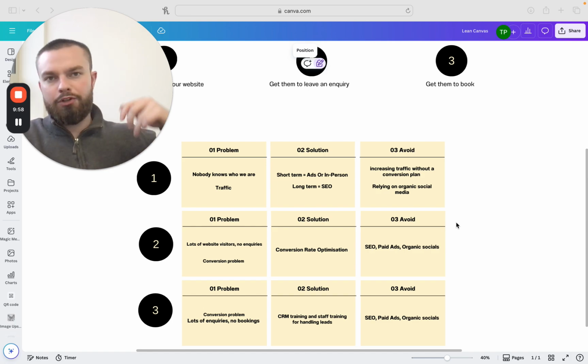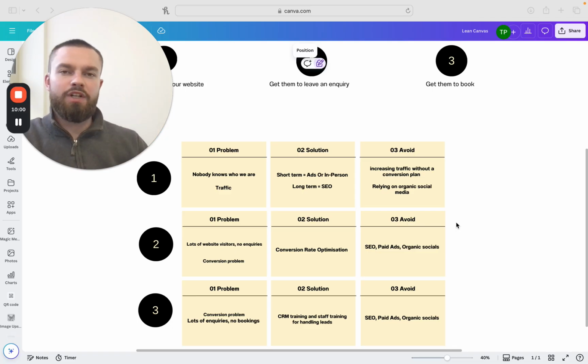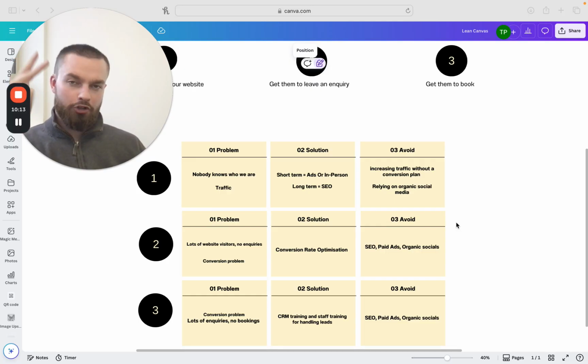We turned on the tap at the top. We had everything set up in the way that we needed to. And then on the clinic's end, they did not handle the leads appropriately. So this is what happens. If you've got your traffic set up properly, you've got people leaving inquiries at a good rate, but all of a sudden people are not booking in. Your last thing here that you need to improve is how you handle leads.